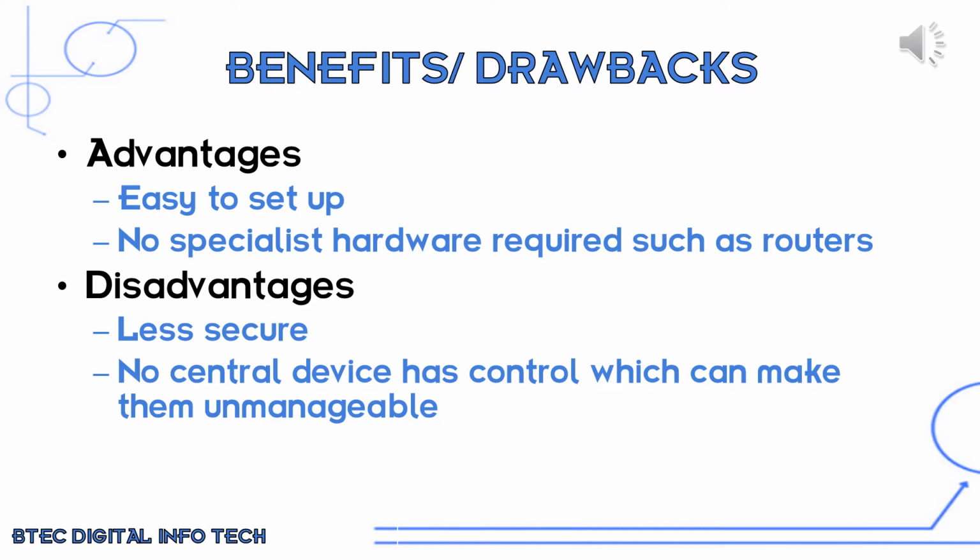Disadvantages or drawbacks are that the network is less secure. That's because you're not using specialist hardware such as servers where you can add that level of security. The other disadvantage is there's no central device, which can make them quite difficult to manage. Now, if you've ever done anything about networks before, an ad hoc network is classed as a peer-to-peer network. So there is no central device.